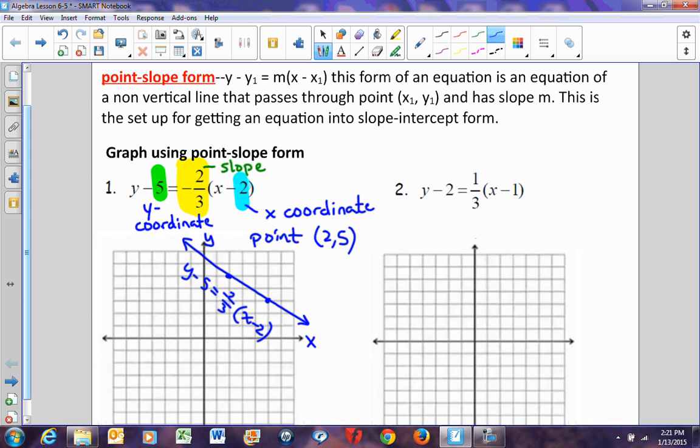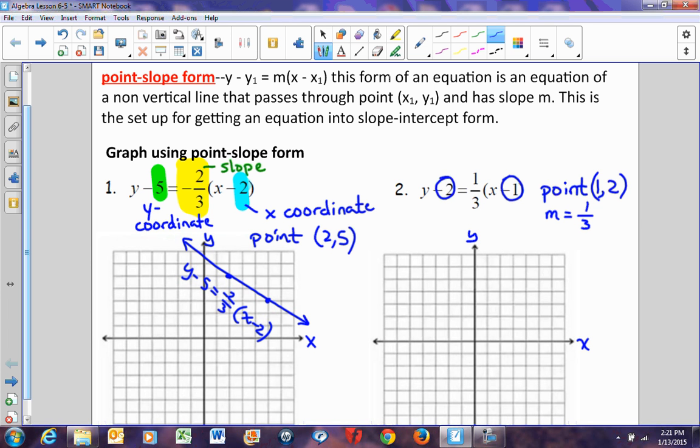Y minus 2 equals 1/3 parentheses x minus 1. So my point, the x-coordinate of my point is 1. The y-coordinate of my point is 2. There's the x-coordinate of my point. There's the y-coordinate of my point. And my slope is 1/3. So I can very easily plot this point, use the slope, and graph my equation.